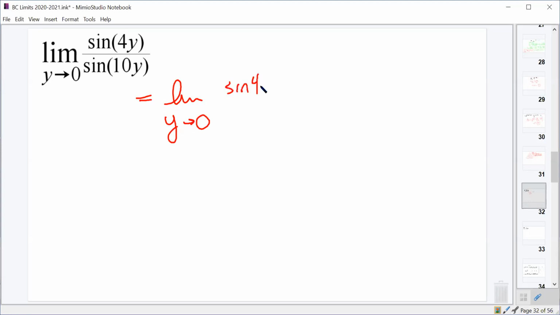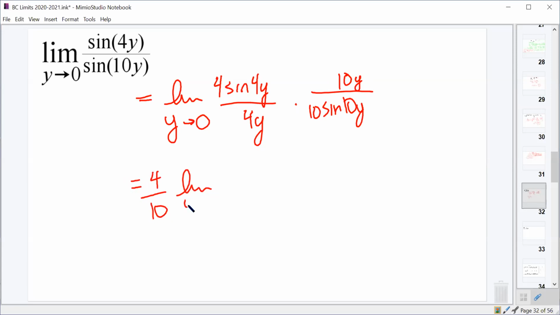I'm going to separate this out a little bit first, like sine 4y over 1 and 1 over sine 10y. And then if we throw a y in the denominator and a y in the numerator, those cancel out. But we also need not just a y in the denominator, we also need a 4y, and up here, not just a y, but a 10y. So the y's are good. I put a y in the numerator and a y in the denominator, but if I put a 10 in the numerator, I should probably put a 10 in the denominator. If I put a 4 in the denominator, I should probably put a 4 in the numerator. And then we can pull out the 4/10 that are just sort of in the way there and write this as two different limits.